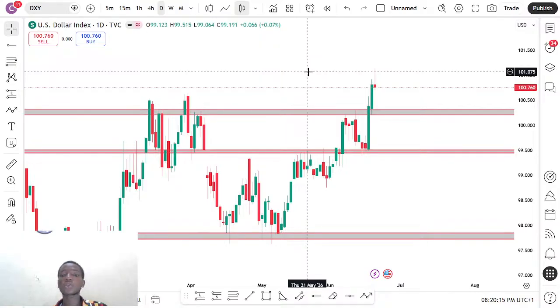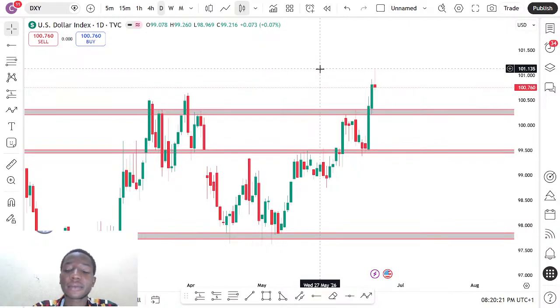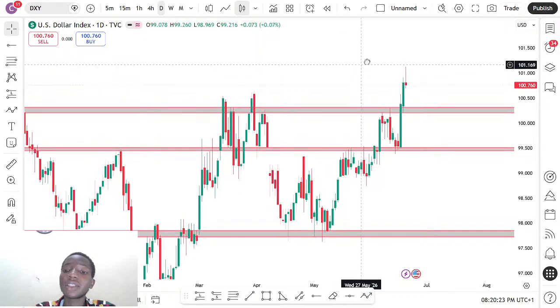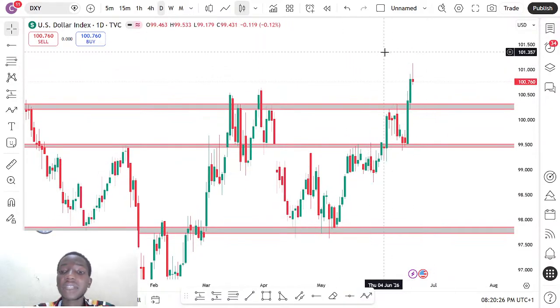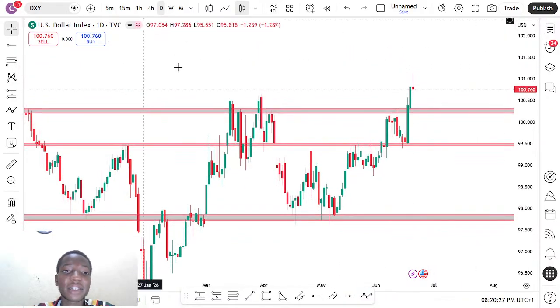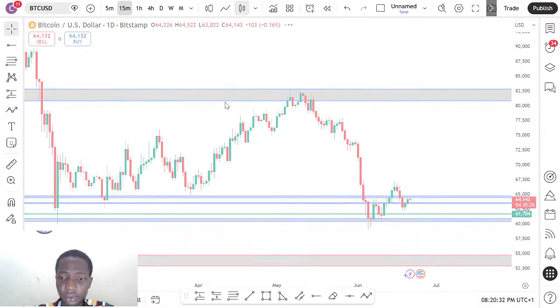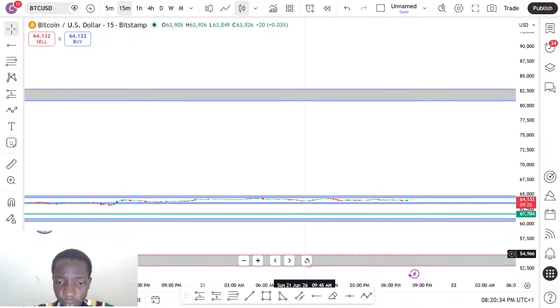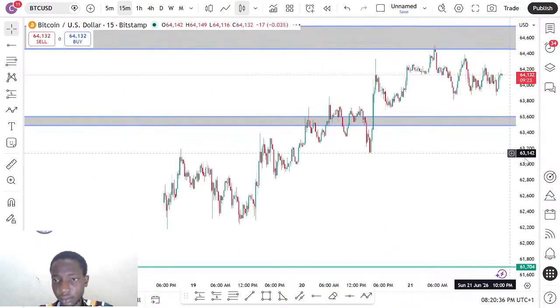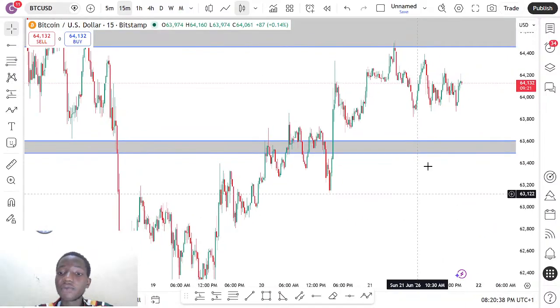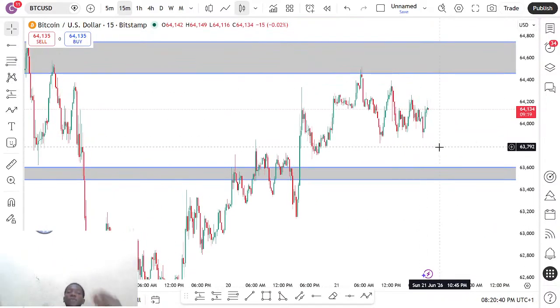And this one works on both USD pairs and BTC. So that's what I'm expecting from this market next week. So from tomorrow, I'll know if I'm buying BTC or I'm selling Bitcoin.